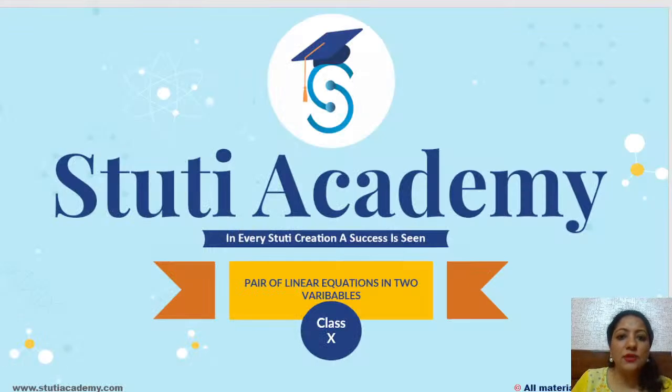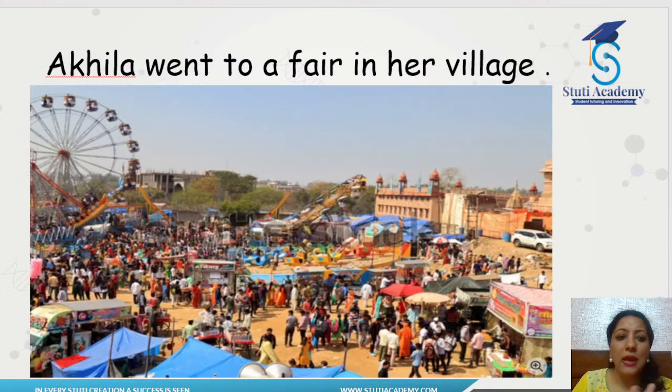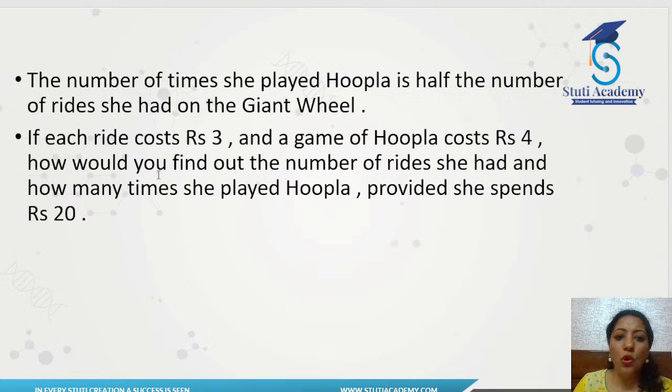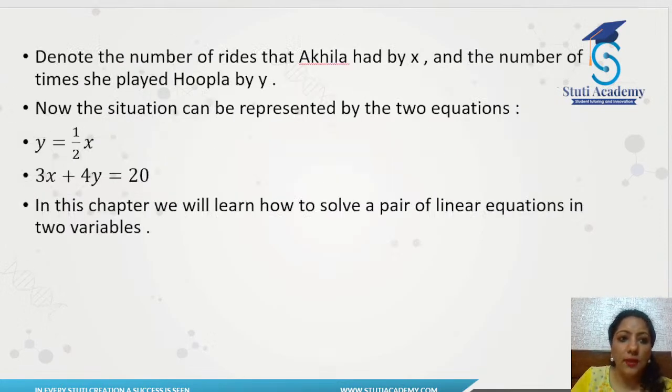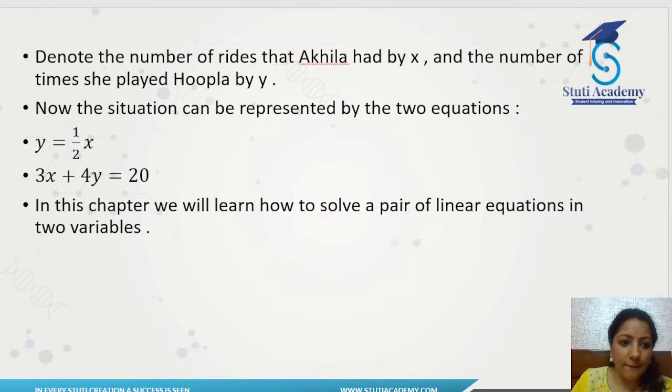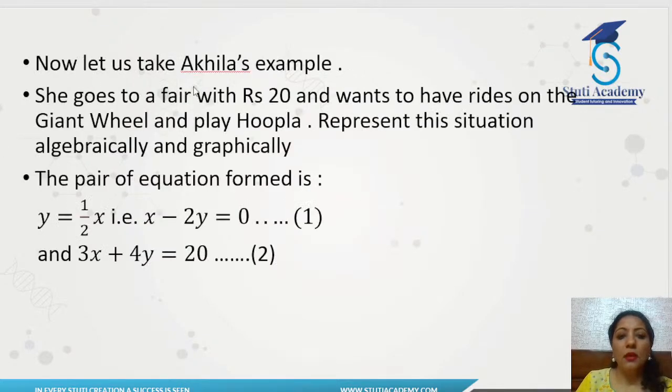Okay. Now coming back to this. So let us come back to the example which we were dealing with, the Akhila's example, where she went to a village and she played hoopla. She also enjoyed the giant wheel ride, and we were already having two equations here. So we were dealing with this x and y here. Now she goes to a fair with 20 rupees and wants to have rides on the giant wheel and play hoopla. So this we've already discussed.